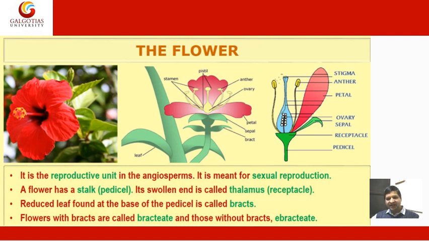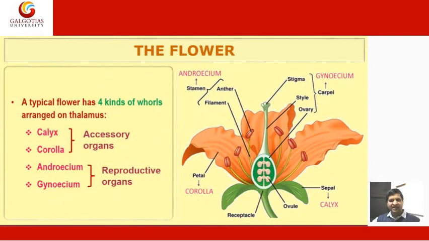See the flower, where there are leaf, stamens, petals, anthers, ovary, sepals and bracts. If you do a section cutting, then you can easily understand the stigma, anther, petals, ovary, sepals, receptacle and pedicel. A typical flower has four kinds of whorls arranged on the thalamus.